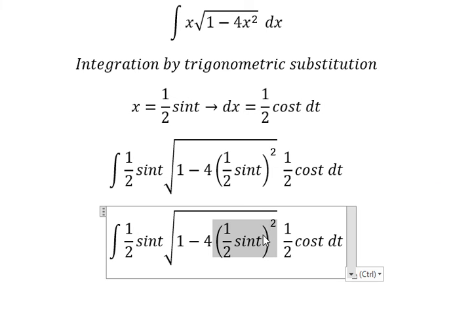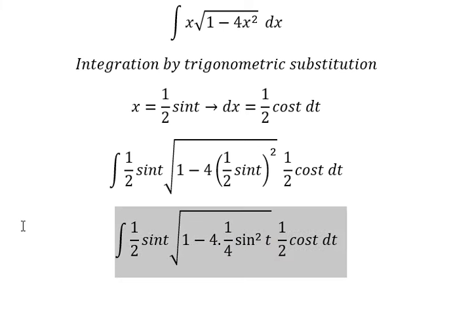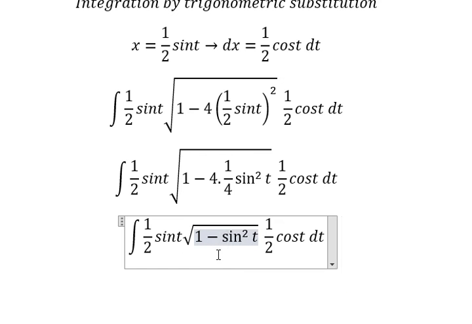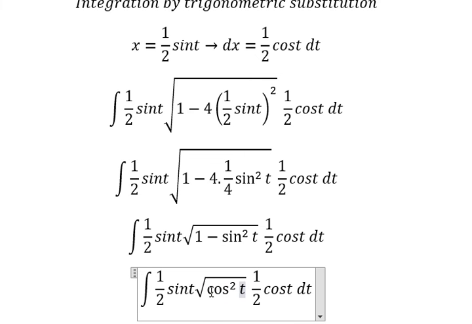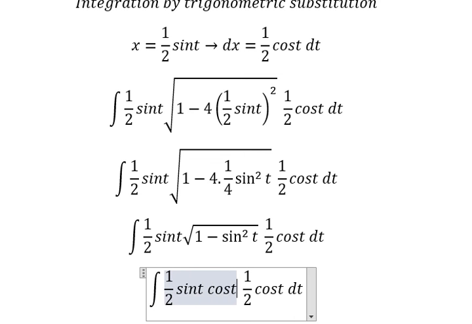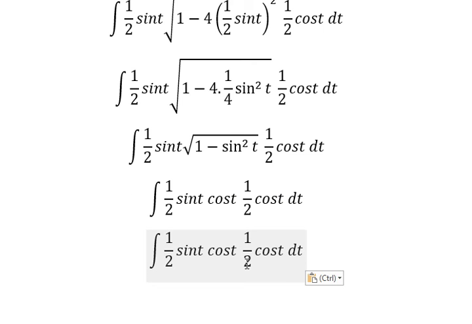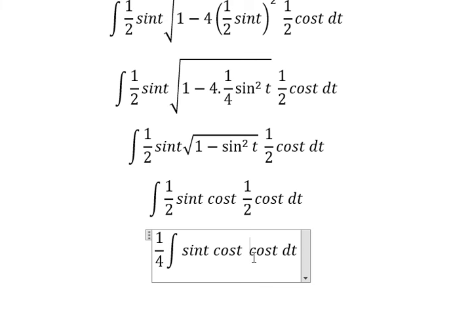This one we have 1 over 4 sine t squared. The 4 we cancel. 1 minus sine t squared, that's cosine t squared, and this is a trigonometric identity. And this one you get cosine t. 1 over 2 times this, you get 1 over 4. Cosine t times cosine t, you get cosine t squared.